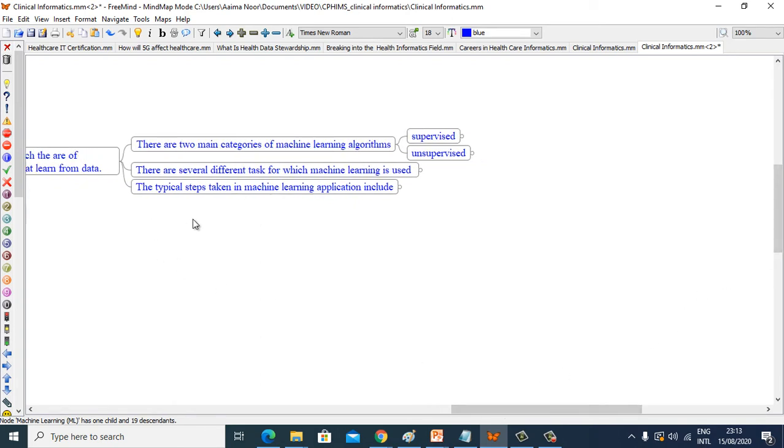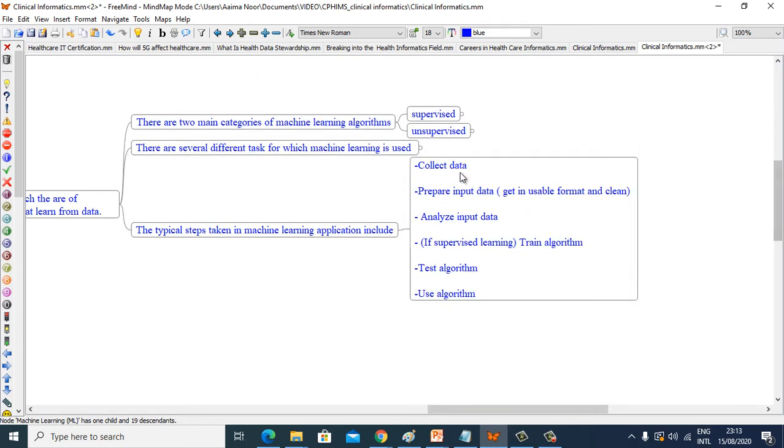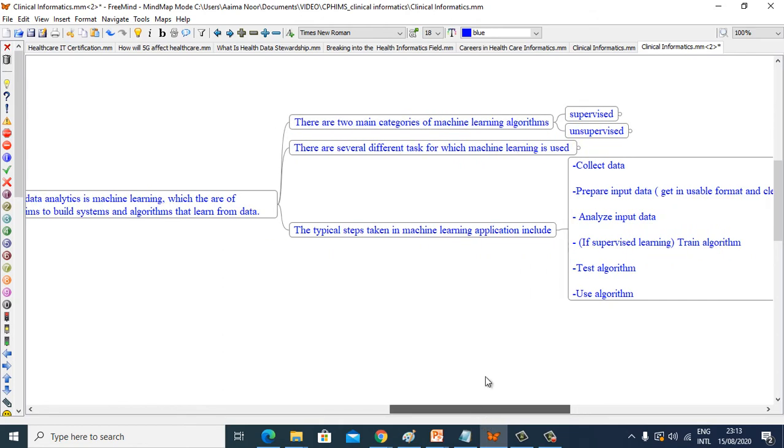The typical steps taken in a machine learning application include: collect data, prepare input data, get it in a usable format and clean. Analyze input data. If supervised learning, train algorithm, test algorithm, use algorithm.